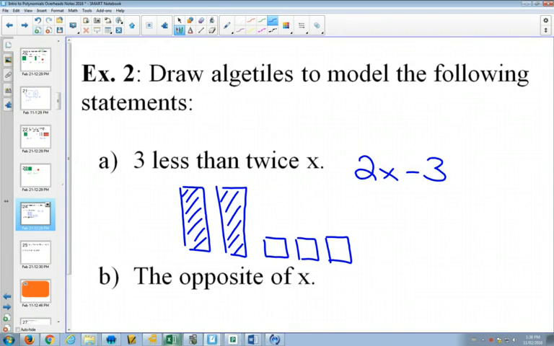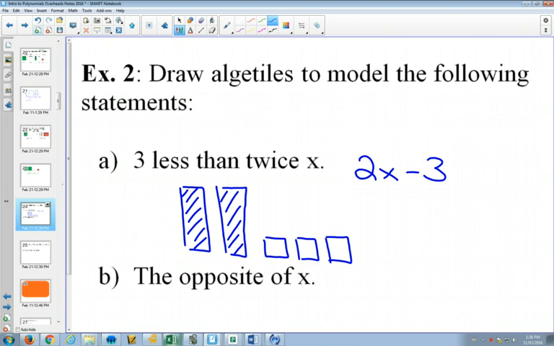Sometimes it might be easier to draw them first. Sometimes it might be easier to write the expression first and then draw them. So I think for here, 3 less than twice x, does it make sense that that would be 2x minus 3? And then we can draw them after.